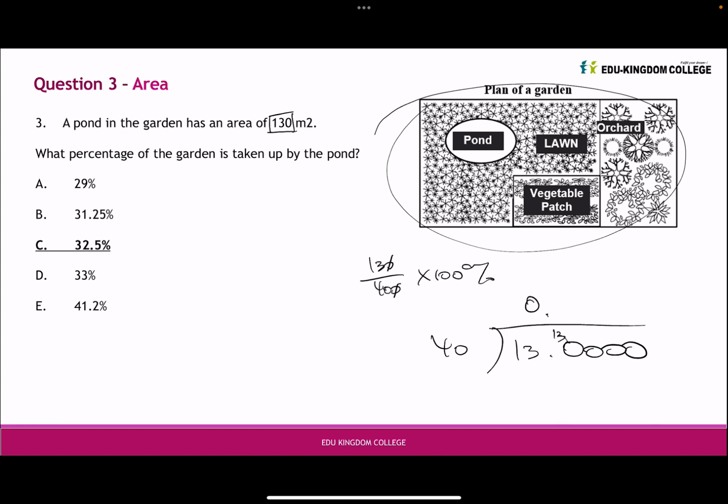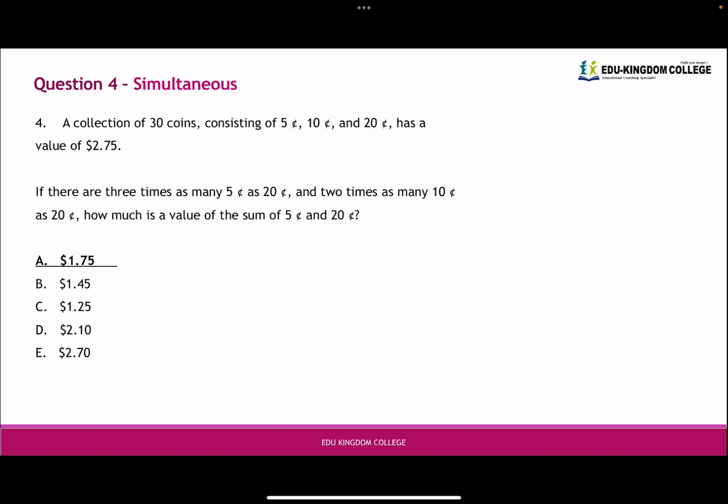So 40 goes into 130 3 times, leaves over 10. Okay, which it goes into 2 times, leaves over 20, which it goes into 200 5 times. So 13 over 40 is the same as 0.325, but we've got to multiply it by 100%. That should give you 32.5%.